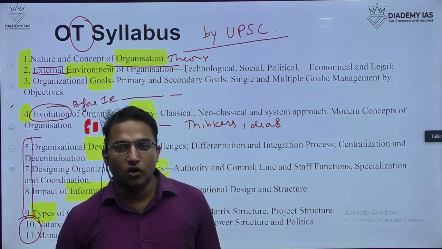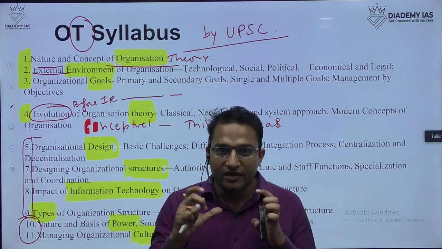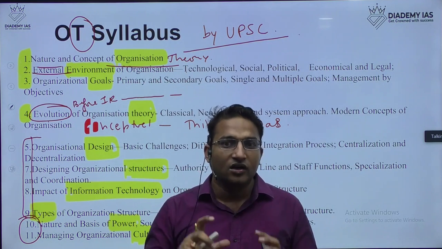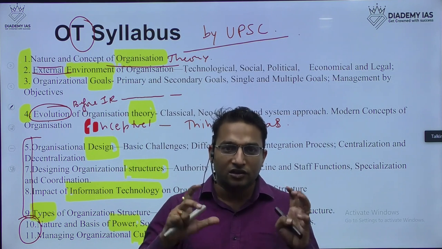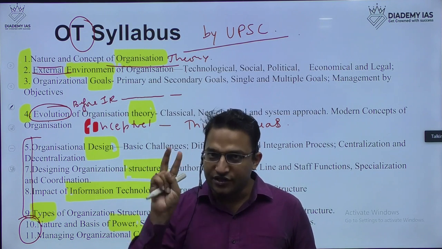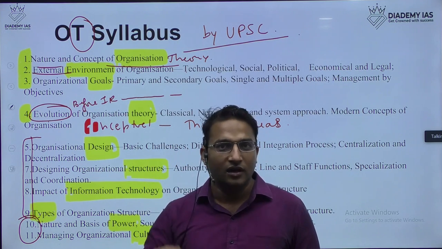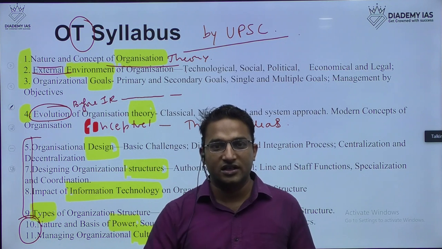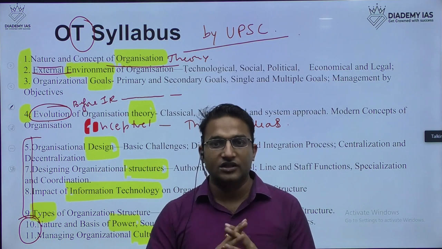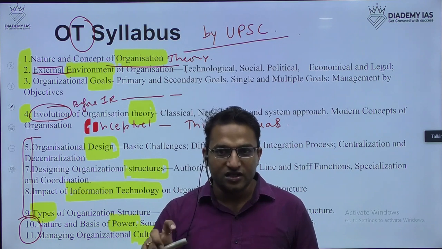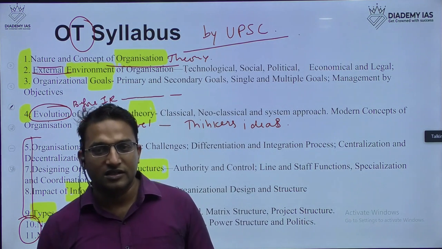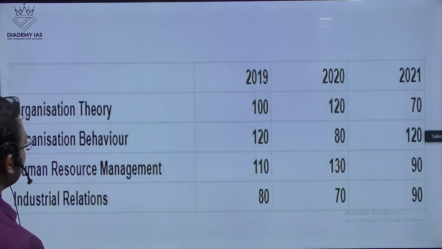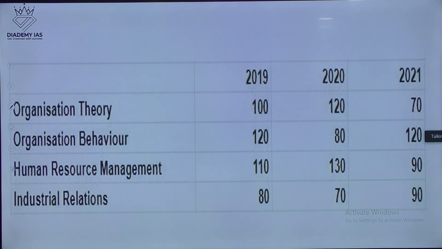In the first, we talk about the basics, the nature and the concept, impact of environment, the goal, right? In the second cluster, we study the theory part. In the third cluster, we talk about design, structuring, types of structuring, and impact of IT on the design and structure, right? And the fourth cluster is about power and culture, right? So we can make four clusters, and then study more about the subject. Now let us see the previous year questions.